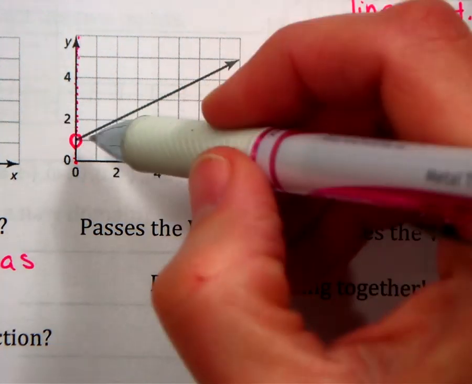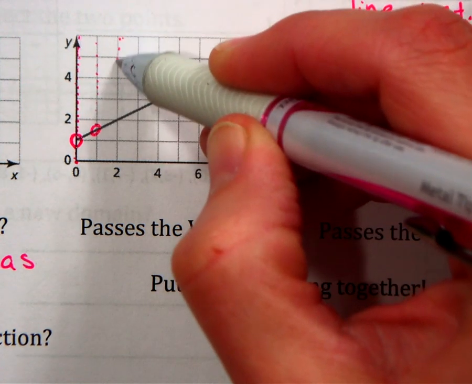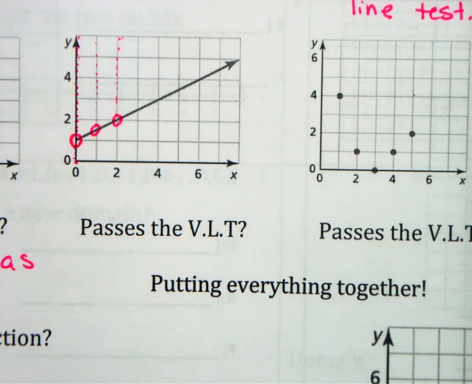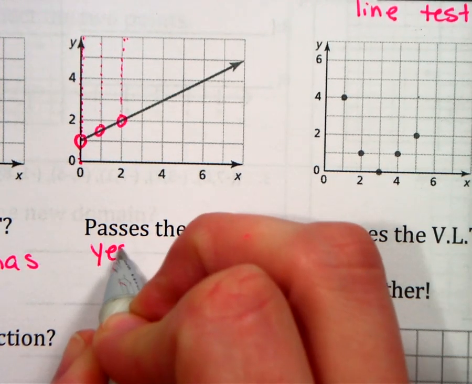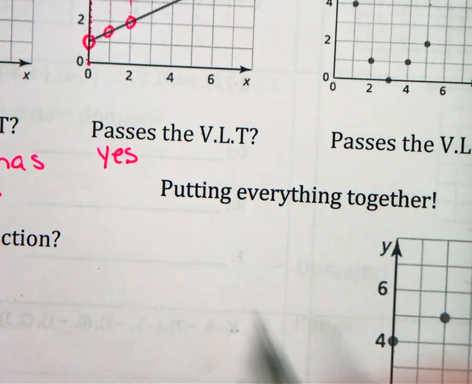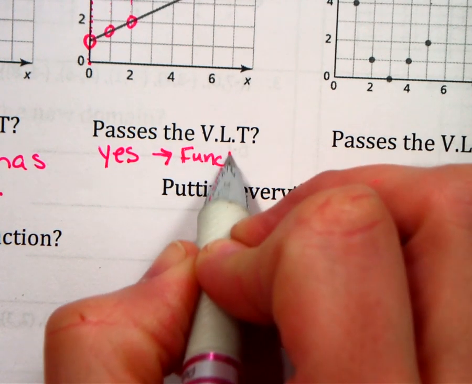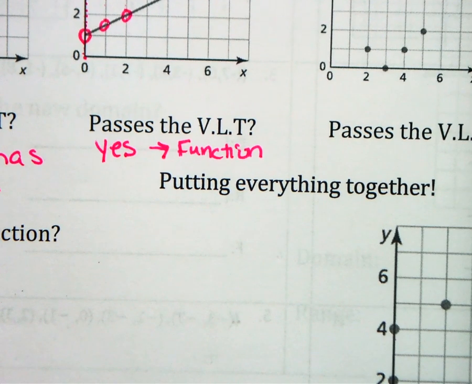Let's go to this next one. How many times do I hit it here? Just 1 time. How many times do I hit it here? Just 1 time. Is there ever going to be a line where I hit it twice? No. So this is good. We're good to go. So does this pass the vertical line test? Yes. And if it passes the vertical line test, you get to call this relation a function. Okay, so that relation is now a function.